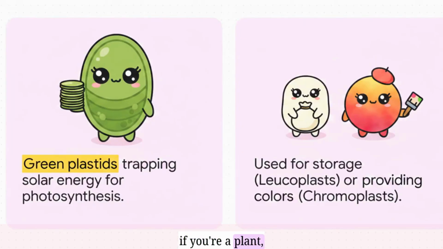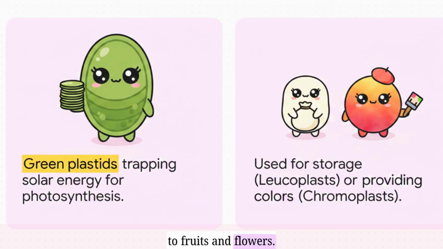Now, if you're a plant, you also get exclusive double-membrane structures called plastids. The most famous one is the green chloroplast, which traps solar energy for photosynthesis. Inside, it has stacks of thylakoids. Think of them as a tall stack of plates at a wedding buffet, creating a structure called a grana. But there are other plastids too. Leucoplasts are colorless and act as storage units, while chromoplasts are the artists, providing those brilliant reds and yellows to fruits and flowers.